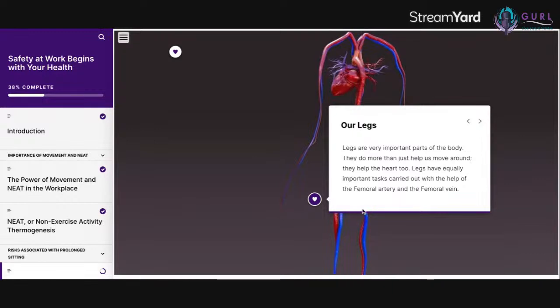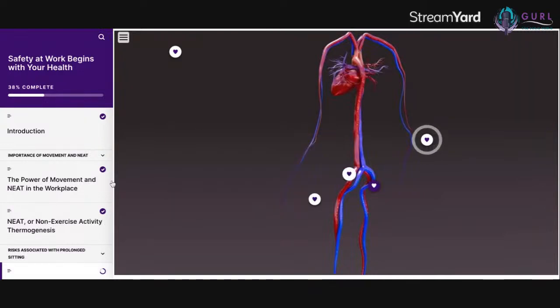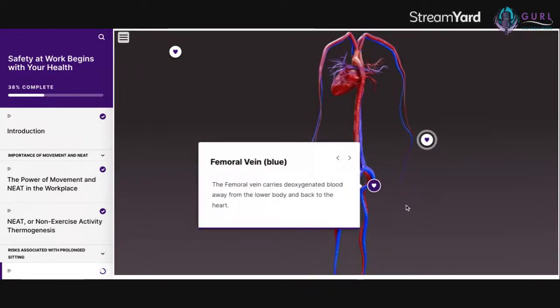So then that leads to the next one. The femoral artery, which is the red color, I could be saying it wrong right now, carries oxygenated blood from the heart to the lower body. So it brings the blood from the heart to the legs and feet. Then we have its buddy, the vein. That vein carries deoxygenated blood, the blue, away from the lower body and back to the heart. We have this awesome recycle system going on.